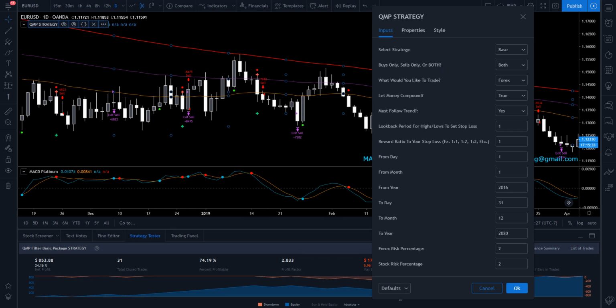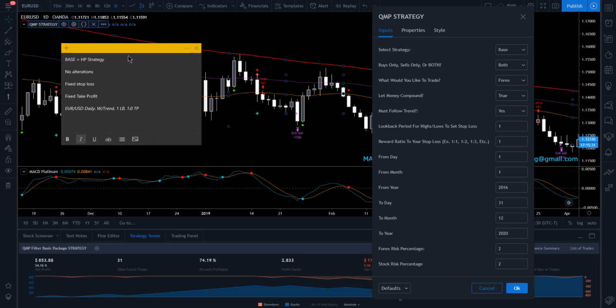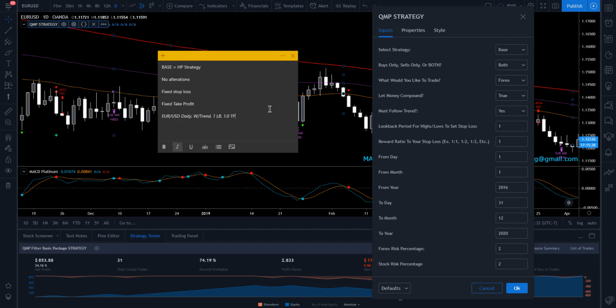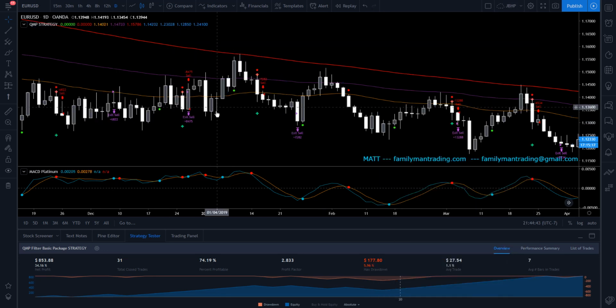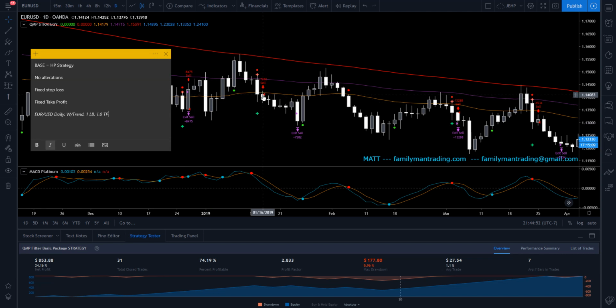So I'll put a note up here for you to see, just so you can tell the difference between the strategies. Again, the base is the high probability strategy, no alterations, a fixed stop loss, and a fixed take profit. That's probably the biggest difference that you'll see between my chart and Jim's charts, in that I do trade with a fixed stop loss and a fixed take profit because I want to just kind of set it and forget it. And I know that over the last 4 years, as I've traded this, especially according to the strategy, the profit was much higher than my drawdown and much higher than my loss. So I'm okay just making every trade according to the indication based on my settings.